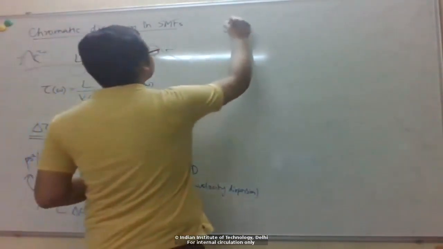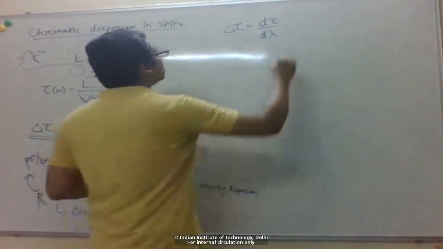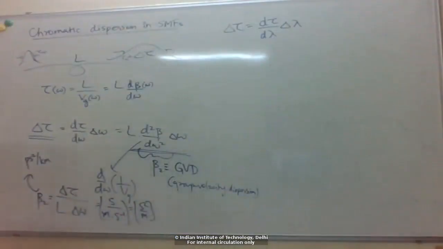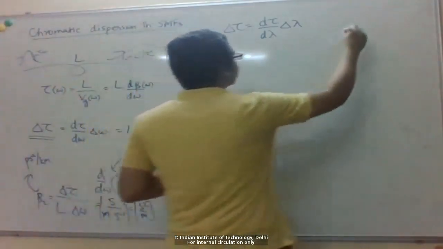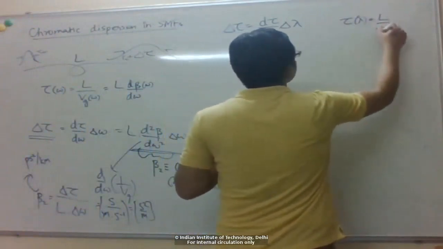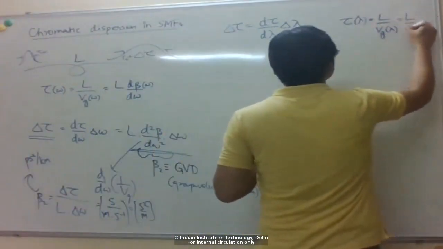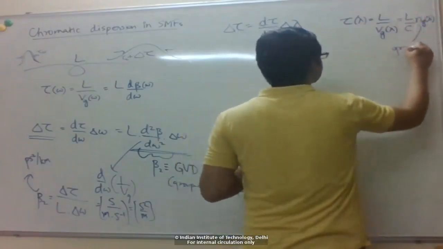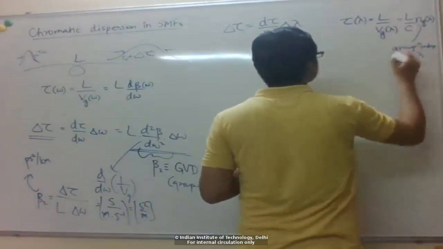Right, so I can equivalently write the broadening as the derivative of the transit time with respect to wavelength, and then multiplied by the bandwidth in wavelength. Okay, so again, we write the transit time at wavelength lambda as the length divided by the group velocity at lambda. So if we write that as c over Ng, right? Here this Ng is the group index at wavelength lambda.